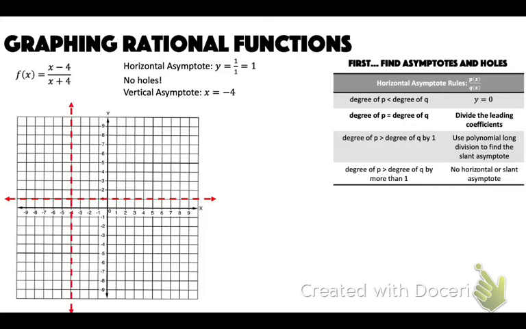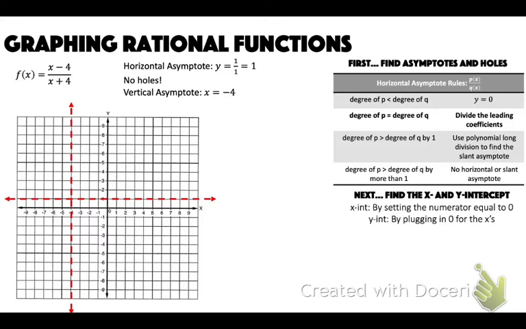Cool. Next thing we do here is find the x and the y intercept. To find the x-intercept, we're going to set the numerator equal to 0 and just solve for x. And to find the y-intercept, we're just going to plug zeros in for the x's. So x-intercept, we have x minus 4 equals 0, which means x equals 4. So I'm going to go over to 4, and there's my x-intercept. Y-intercept, I'm going to plug 0 in, so I have 0 minus 4 over 0 plus 4, which is -4 over 4, which is -1. So we cross the y-axis at -1.